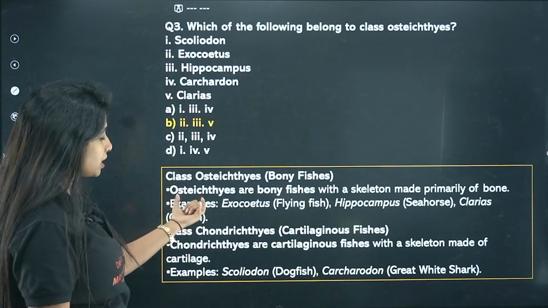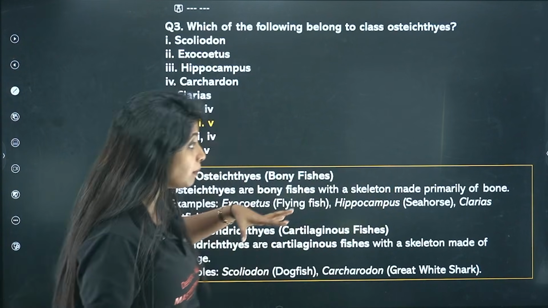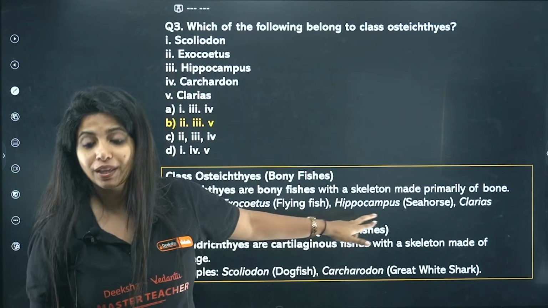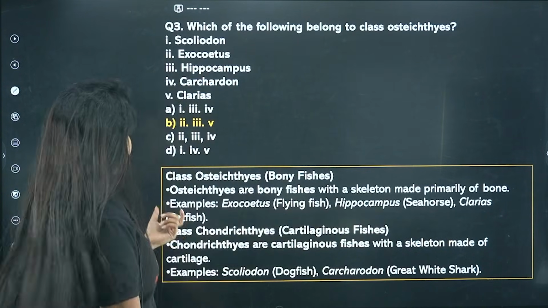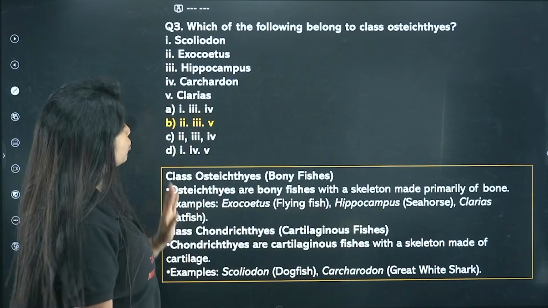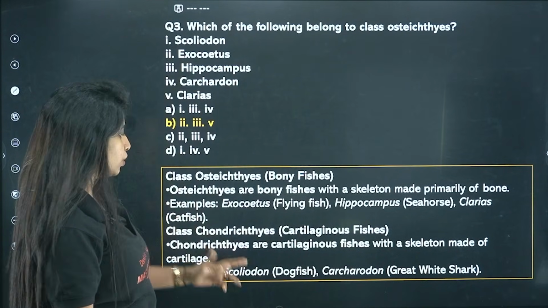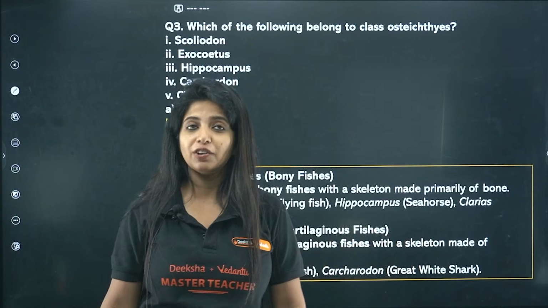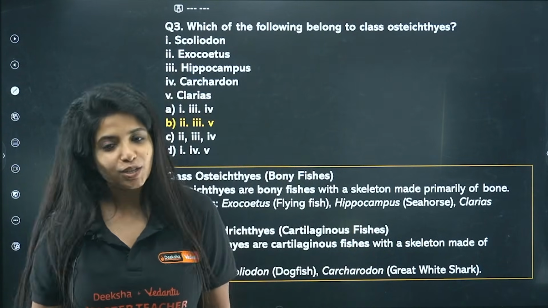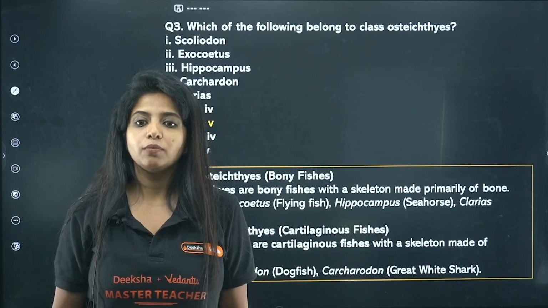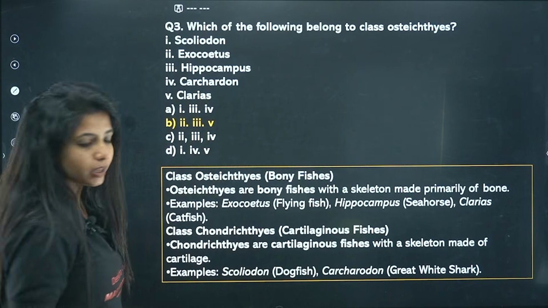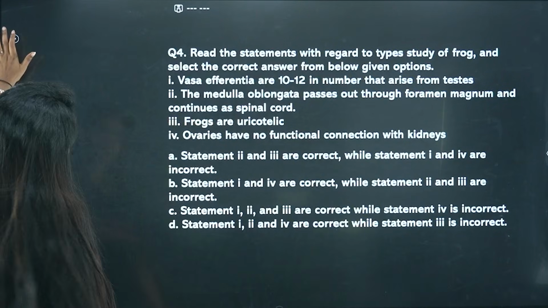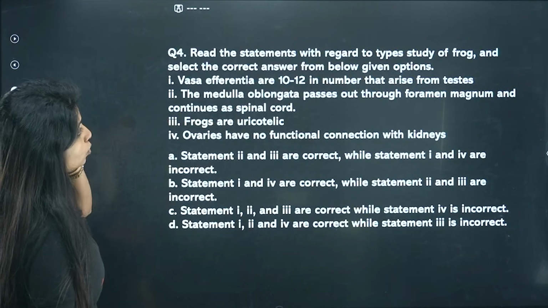Osteichthyes are bony fishes with a skeleton made up primarily of bone. Example, Exocoetus, the flying fish. Hippocampus is the seahorse and Clarias is the catfish. All of them have a bony endoskeleton. What about Scoliodon? Scoliodon is a dogfish and Carcharodon is the great white shark, and they have a cartilaginous endoskeleton. You say that they come under Chondrichthyes. Perfect.